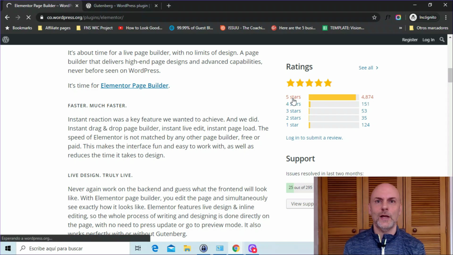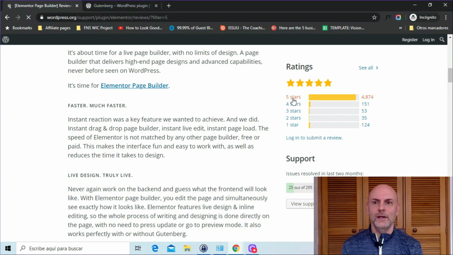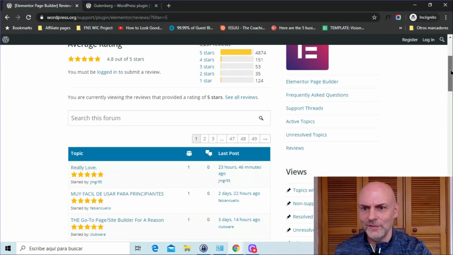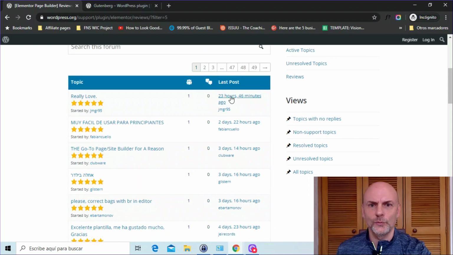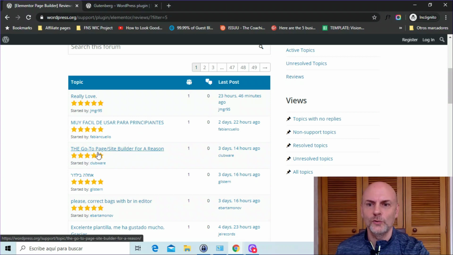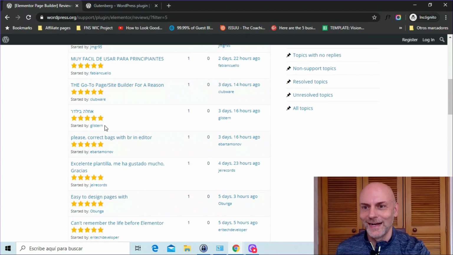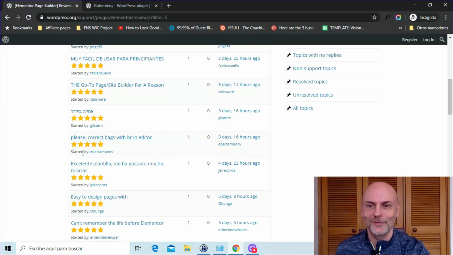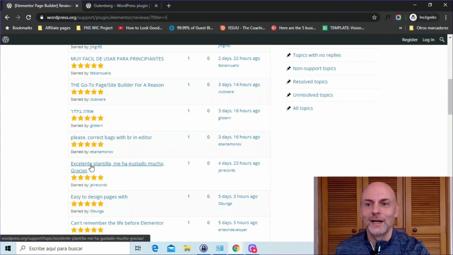Let's go ahead and take a look at what some people say about Elementor. So we'll click here on these 5-star ratings and wait for this to load up. And here we go. So let's scroll down and take a look at this. And these are recent ones. This was about 1 day ago. "Really love. Very easy to use for beginners, the go-to page slash site builder for a reason." This one I can't read because I don't read Hebrew. I believe that's Hebrew. This person is mentioning some sort of little bug, but still gives it a five-star rating. "Excelente, I've loved it a lot, thank you."